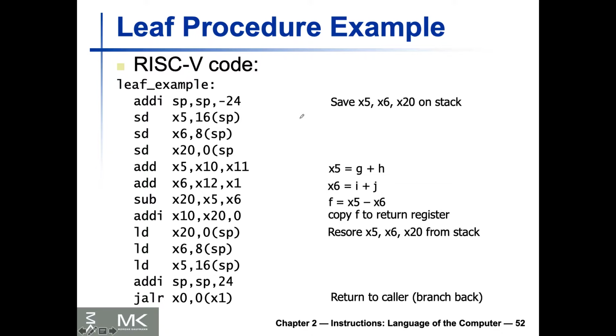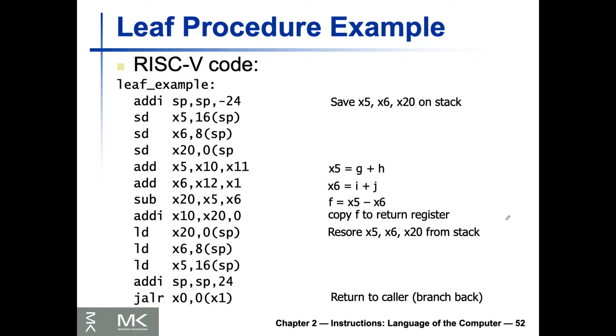I'll start saving those X5, X6, and X20. So that's why you have SD X5 16, SD X6 8, and SD X20 0, right? We push values onto the stack by creating space for 3 double words. That means 24 bytes, right? Using addi. And then we store them. Okay, so now we reached the point that we want to actually execute the procedure.